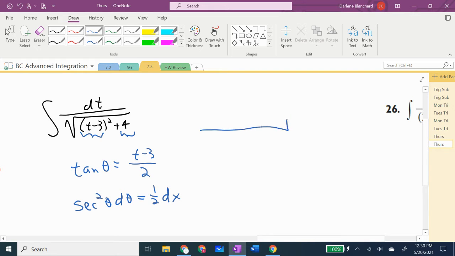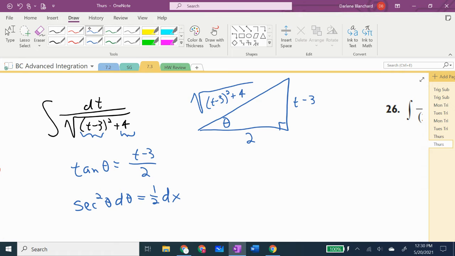I'm going to make my right triangle. With tangent, we have opposite over adjacent, Pythagorean theorem, and we're ready to go. And I just realized I wrote a dx where I should have a dt. I will replace it with dt.